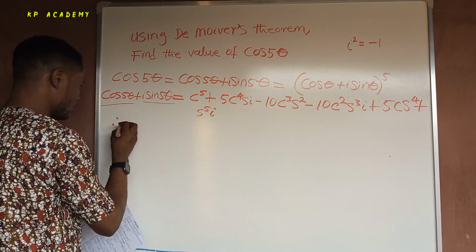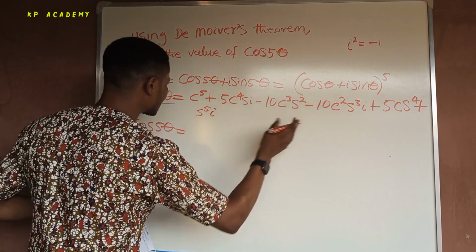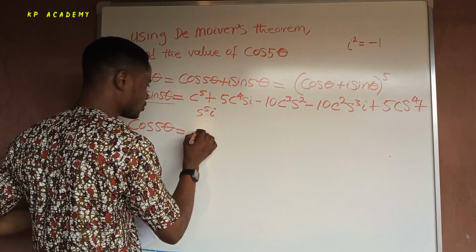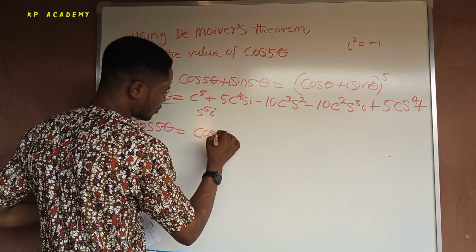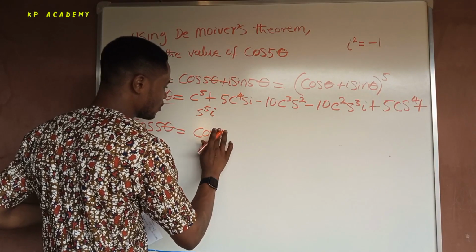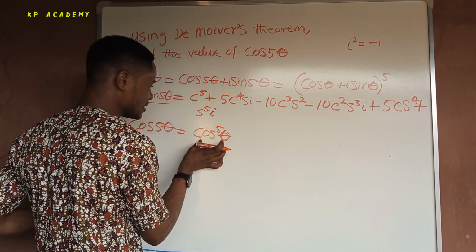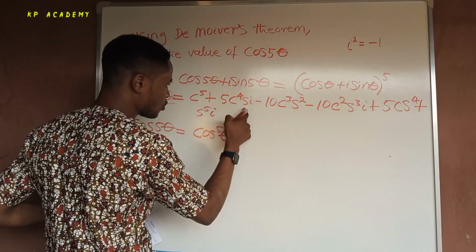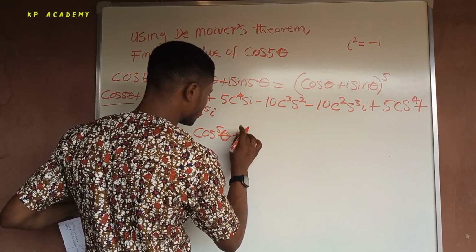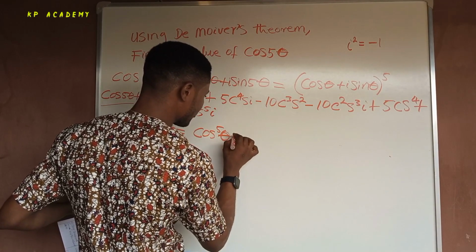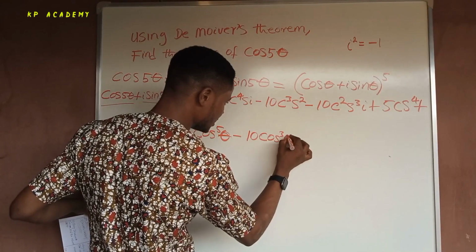Therefore, cos 5 theta is equal to everything here that doesn't have I. Hence, it's going to be equal to c raised to the power 5, which is nothing but cos theta all raised to the power 5, which can as well be written as cos^5 theta. So this is equal to this. Now plus, we're not going to equate it with this because this one has I. We're going to equate it with this. This one is minus, so we're going to have minus 10 cos cube theta.